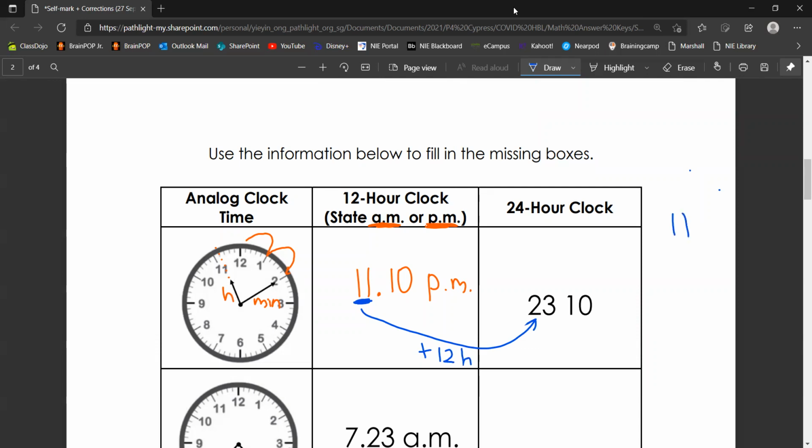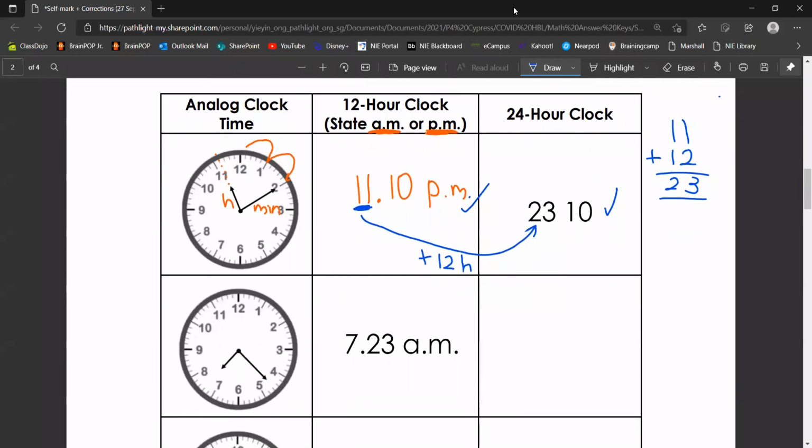Let's try, 11 plus 12 would give us 23 hours. So we get 23 hours and 10 minutes. So that is correct. Okay, so the PM is the correct answer. Next.